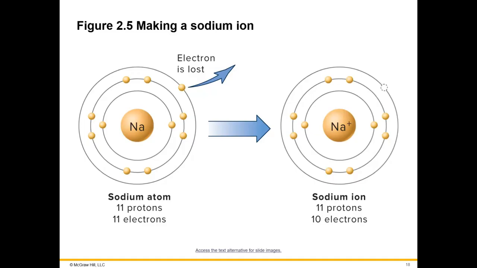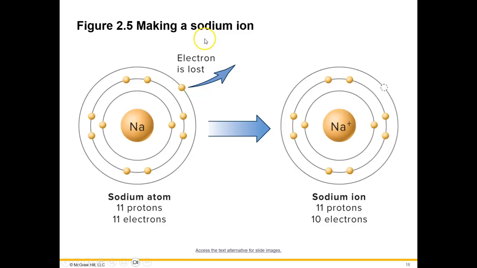And here you can see what it looks like when we're making a sodium ion. So here we have a sodium atom with no charge at all. We've got 11 protons, 11 electrons. Those are kind of balancing and canceling each other out. So we've got no charge on this atom at all.